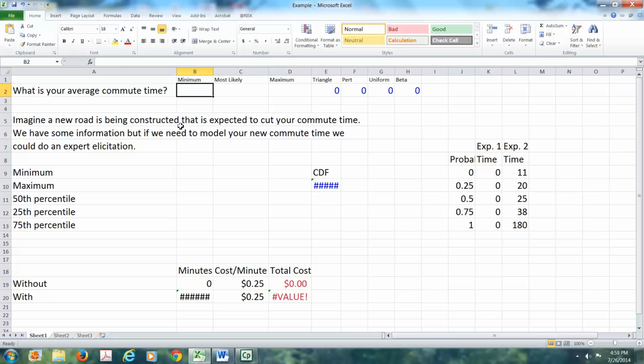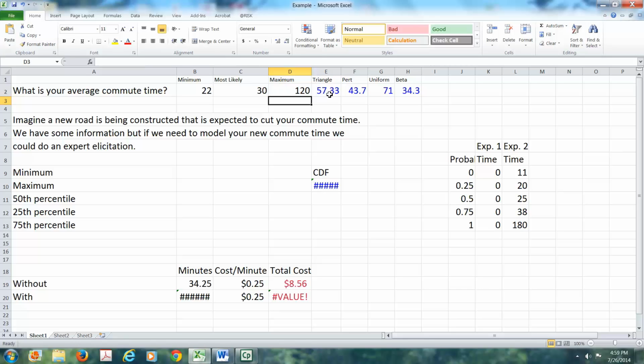I'm the expert on my commute, so my minimum commute time, I'm saying that is about 22 minutes. The most common commute time, or the mode, is 30 minutes. The maximum commute time, one time it took me almost 2 hours during the snow, so I'm going to put 120 minutes in here, and I'm going to use 2 hours as the maximum commute time.